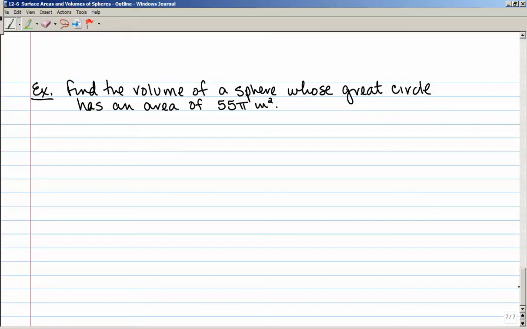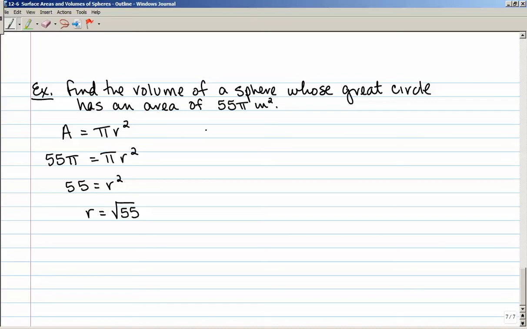Okay, and find the volume of a sphere whose great circle has an area of 55 pi square inches. So the area of the great circle, area is pi r squared. The area of this great circle is 55 pi inches squared, which is pi r squared. Dividing both sides by pi, r squared is 55, or r is equal to the square root of 55. Volume of a sphere, 4/3 pi r cubed. Yes, this is a sphere, not a hemisphere.